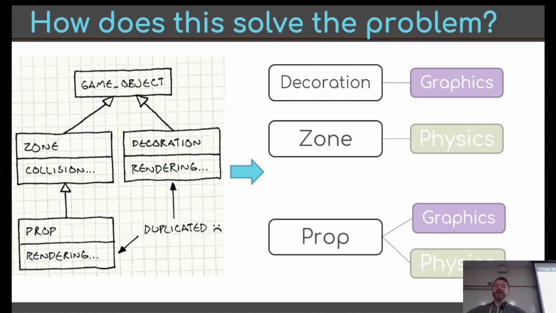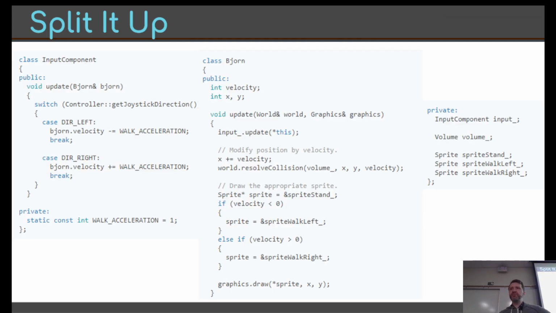All right, so how does this solve the problem, right? So taking a look at this, if we look at this to the side, we have a decoration, which is graphics. We have a zone, which is physics, and we have prop that relies on both graphics and physics, right? So we're doing a little decomposition here. Now let's start splitting these things up and see how we can resolve this.